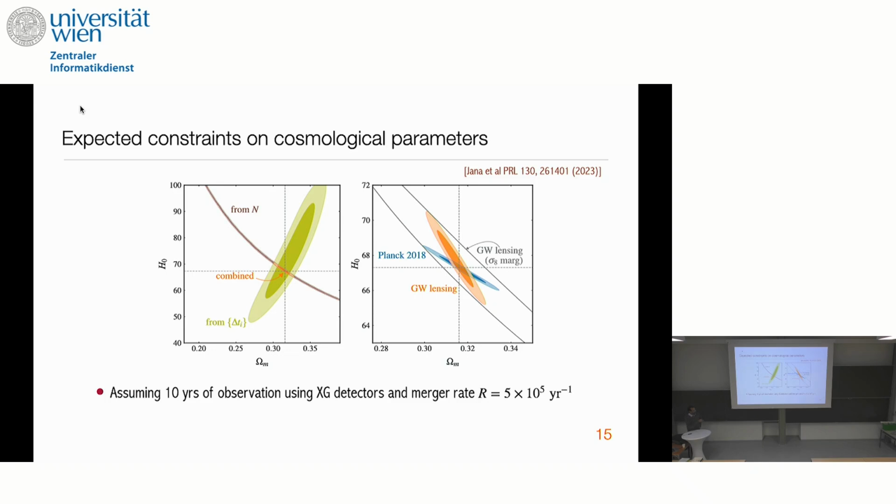And again, the orange ellipses show the combined posterior expected from about 10 years of lensing observations. And in comparison, the blue shows the current constraints from Planck. So it would be comparable, so it's not very groundbreaking. But really, I think the real value is that it is probing a different redshift regime, intermediate between the CMB and the supernovae.